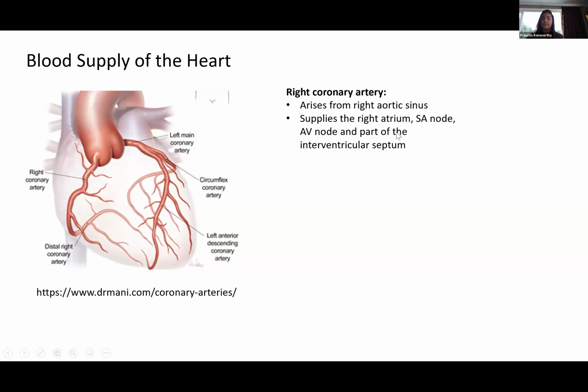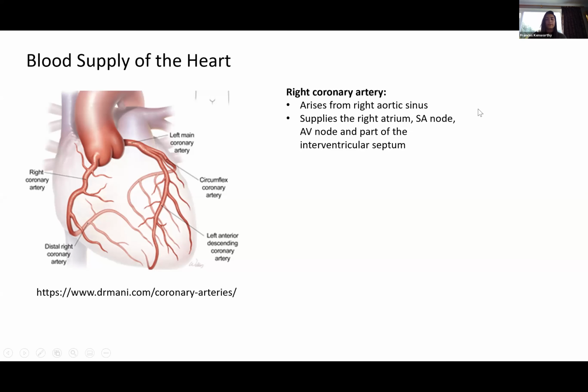So as you know, the electrical impulse starts at the sinoatrial node, travels down through the atria to the atrioventricular node, and then that spreads the impulse through the bundle of His into the Purkinje system, and then the ventricles contract.